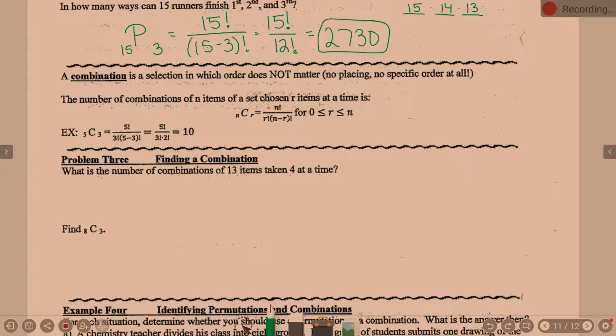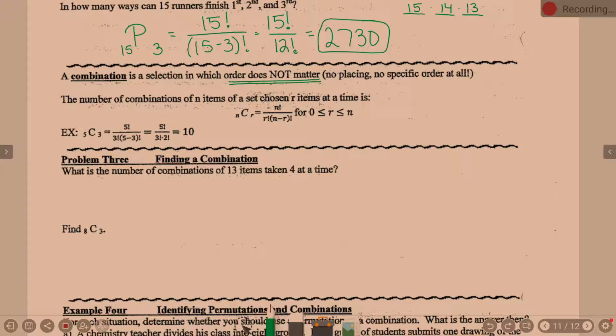Okay. We talked about the fundamental counting principle, how to find the number of outcomes. We talked about permutation, where order does matter. Within that, we talked about factorial, how to use that exclamation point, yes? Now we're going to talk about combination. A combination is a selection in which order does not matter. No placing, no specific order at all.